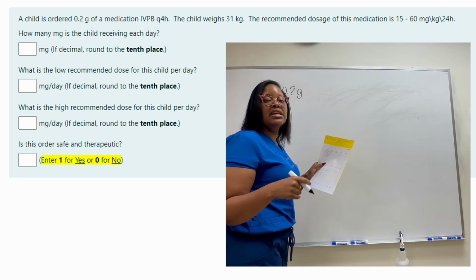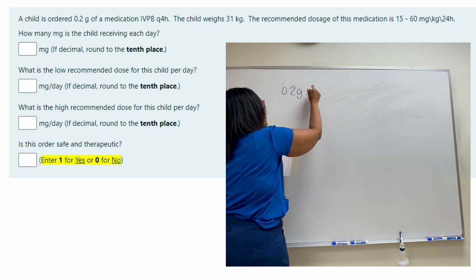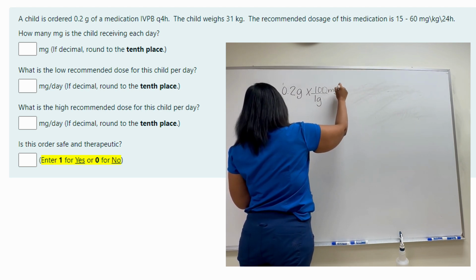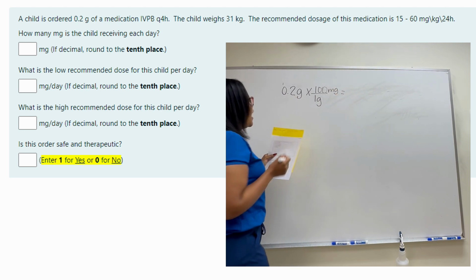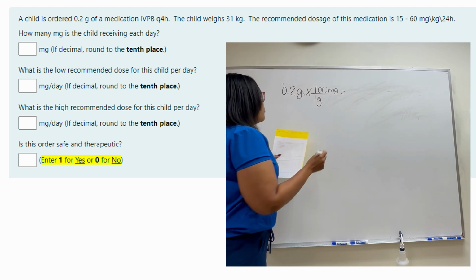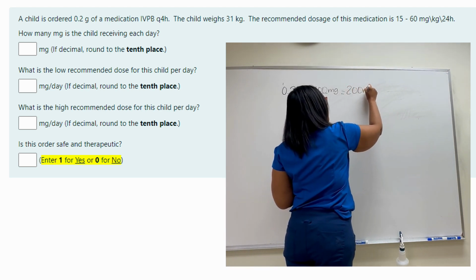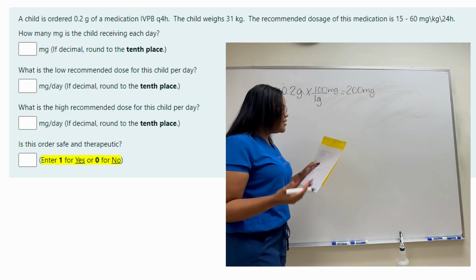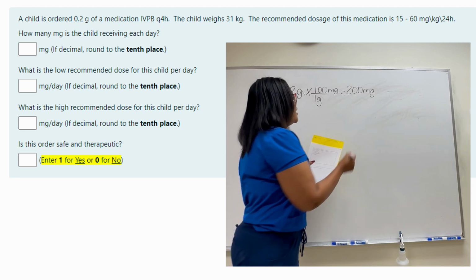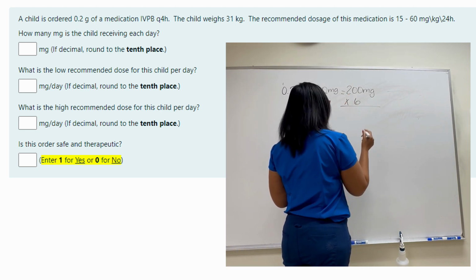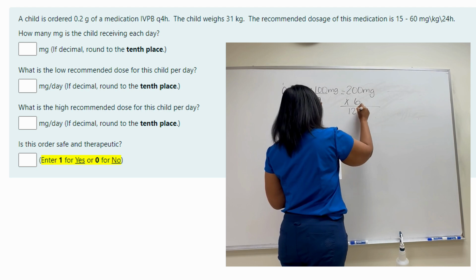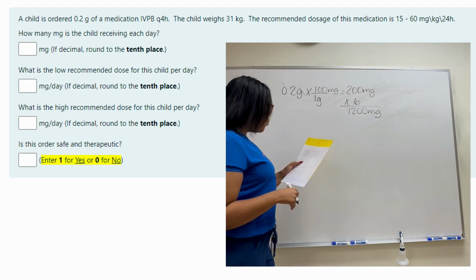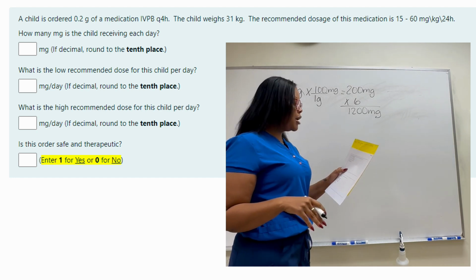But our answer needs to be in milligrams. So we're going to convert grams to milligrams. We know that 1 gram is 1,000 mgs. After you cancel out your grams, you'll be left with 200 mgs. But you're not done yet. Remember, we said that this patient gets this every 4 hours. So we know that this patient will get this 6 times a day. So the dose that this patient will get per day is 1,200 milligrams.